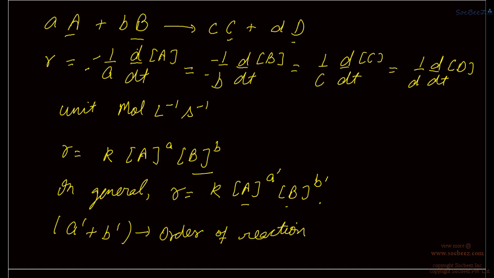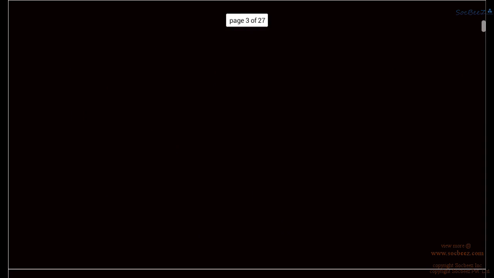Okay. Now, where K is the rate constant, or more formally the specific rate constant, and the unit of K depends on the value of A dash and B dash. The unit of rate is always mole per liter per second, and the unit of concentration is always mole per liter. Therefore, modifying their units with respect to A dash plus B dash, we get the unit of K. We'll see later how we get the value of K for different kinds of reactions.